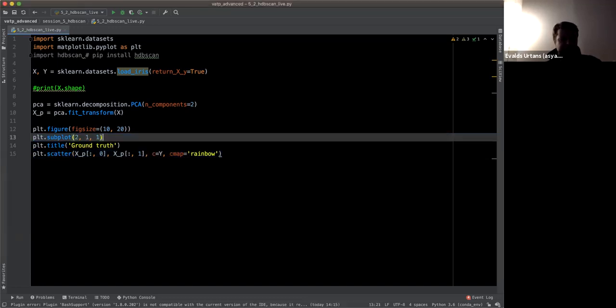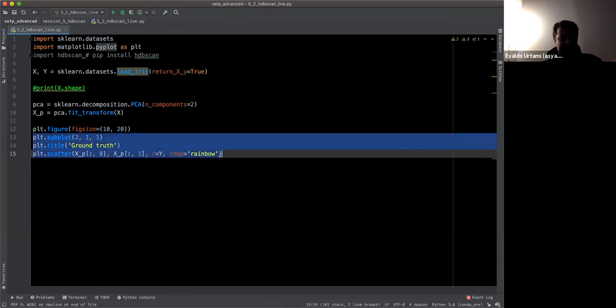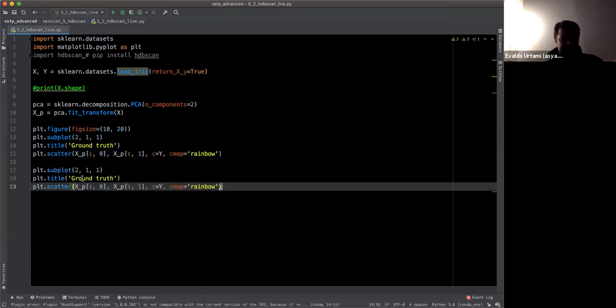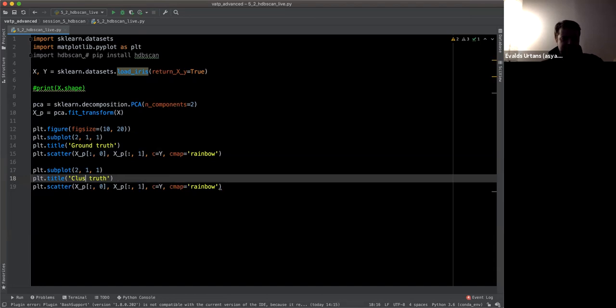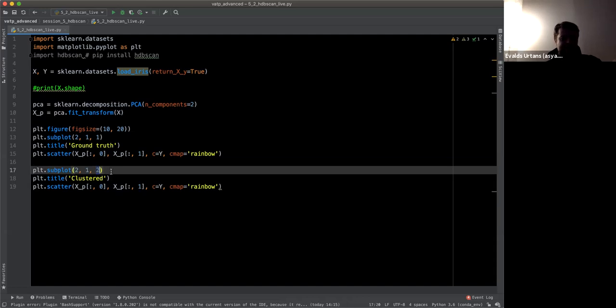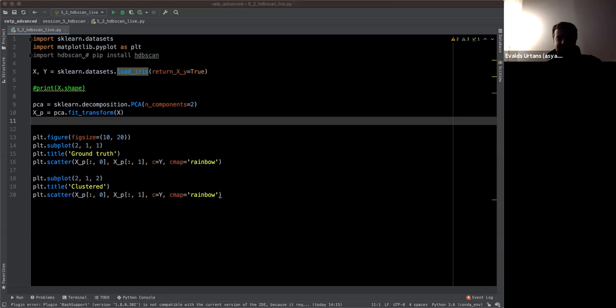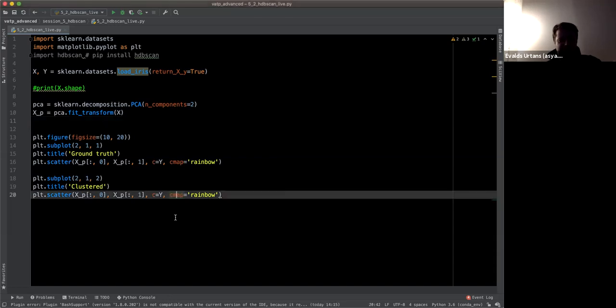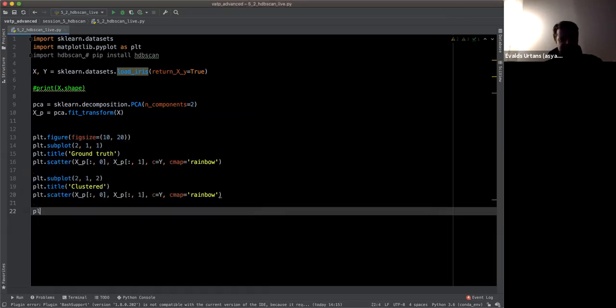So I will copy these lines, and also have the same for the clustered or the predicted. Basically, if you have the assignment of the clusters, you can treat that as a prediction, and then you can even calculate the accuracy or anything. So the accuracy can also be calculated. So plt.show.